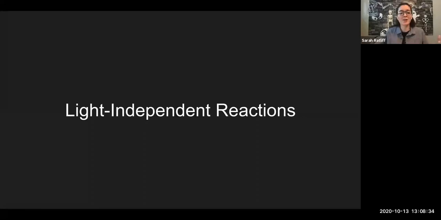All right, so light-independent reactions. This is the second half of photosynthesis. We already talked about the light reactions. These are the ones that don't need light to happen.